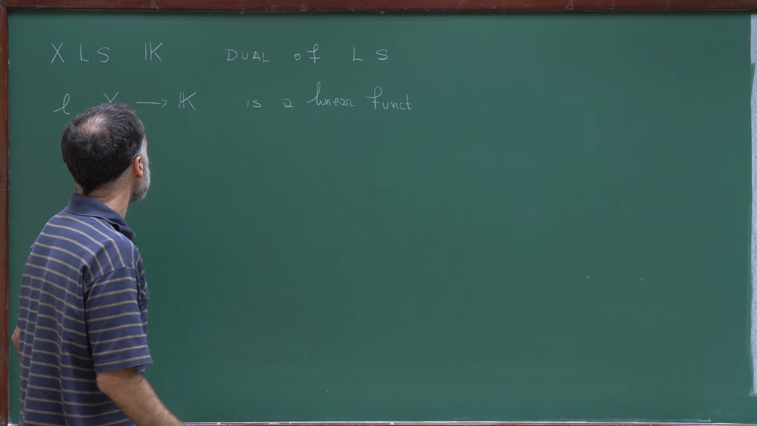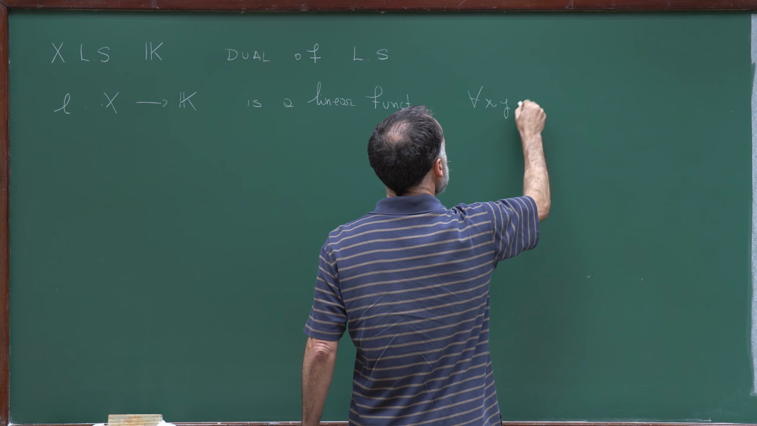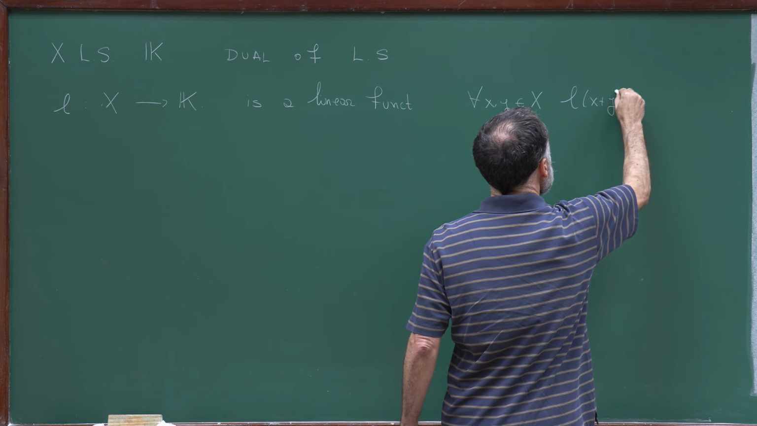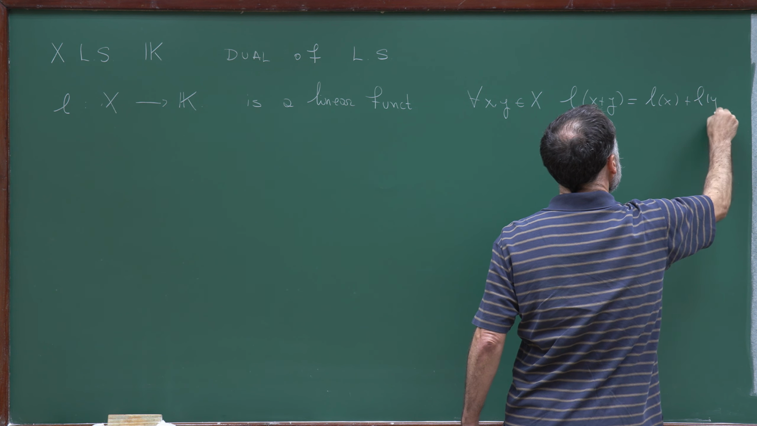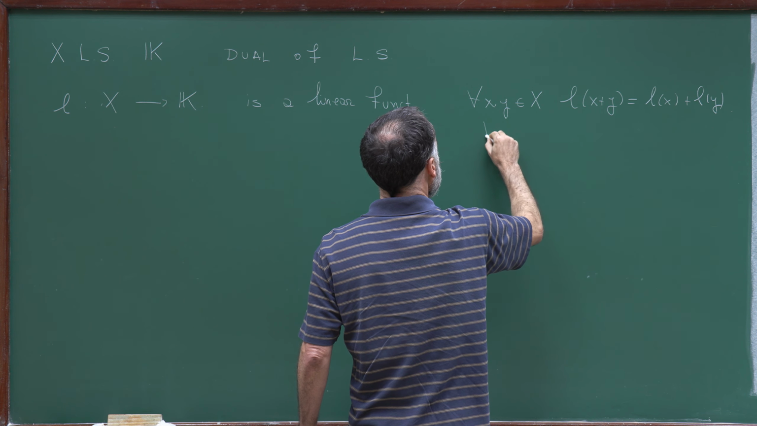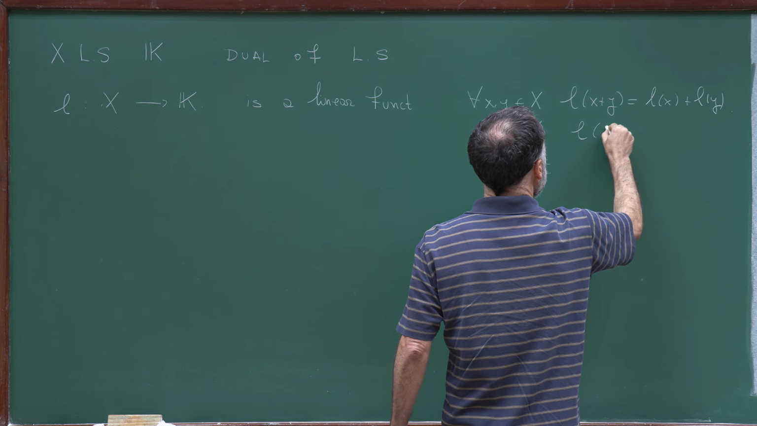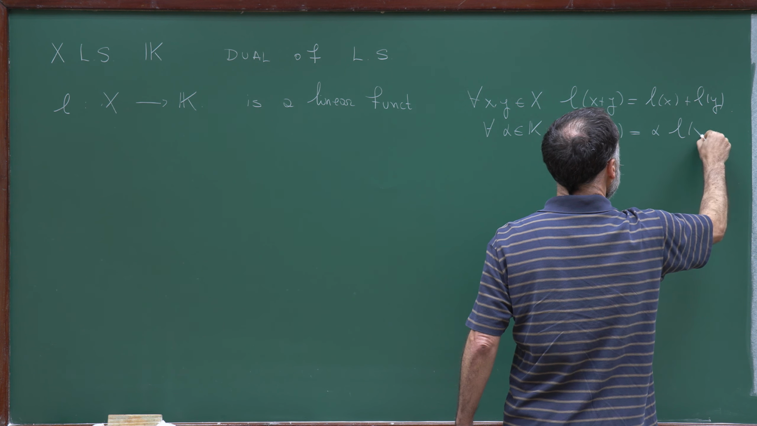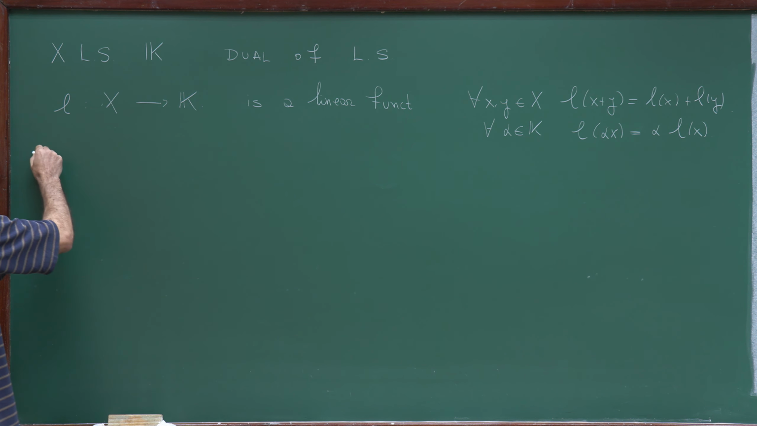if it's linear, which means that for all x and y in X, L(x plus y) is equal to Lx plus Ly, and for all scalar alpha, L of alpha x is equal to alpha Lx. And I will start with a definition.